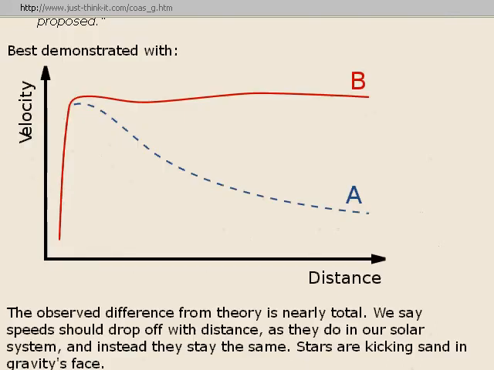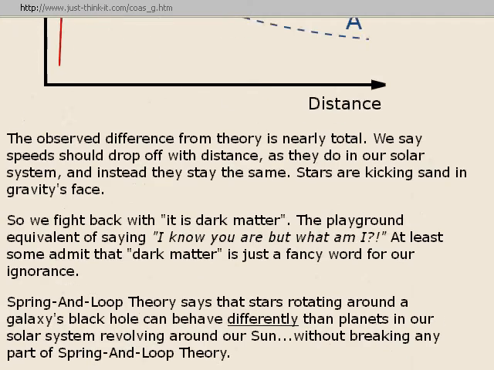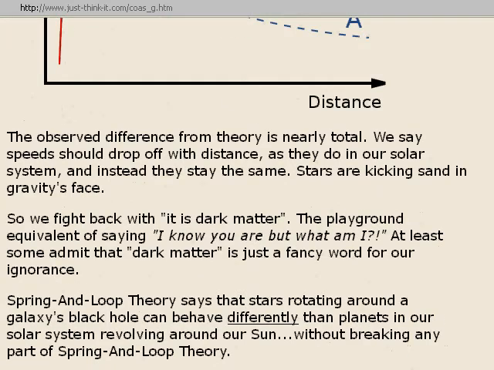So basically, once you get to a certain point, the velocities of stars are constant, to simplify, and that's what's measured but not predicted. The observed difference from theory is nearly total. We say speed should drop off with distance, as they do in our solar system, and instead they stay the same. Stars are kicking sand in gravity's face. So we fight back with, "It's dark matter," the playground equivalent of saying, "I know you are, but what am I?" At least some admit that dark matter is just a fancy word for our ignorance.